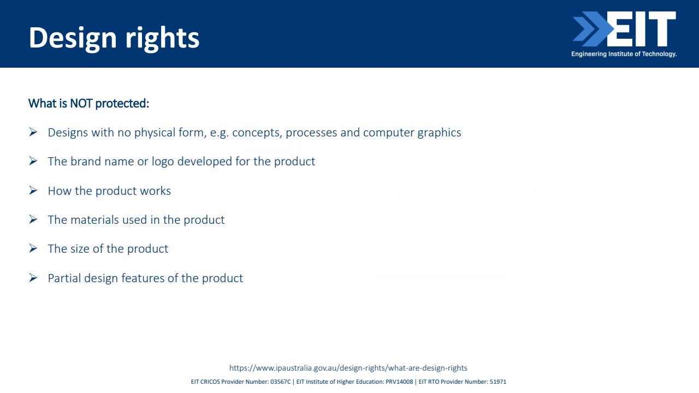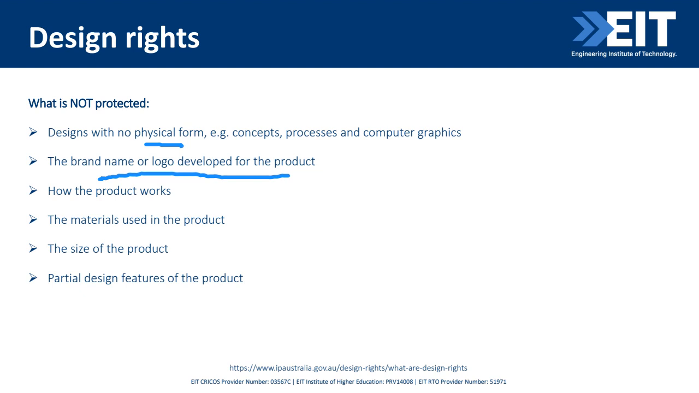All right, expanding a bit more on what is not protected. Designs with no physical form, just a concept, process, or computer graphics. Let's say you have created a really nice computer graphic; that is not protected. But if you apply that graphic to your laptop sleeve, then it becomes a physical form, and then it is protected under design rights. A brand name or logo developed for a particular product is not protected under design rights. We have to look for some other intellectual property for that.